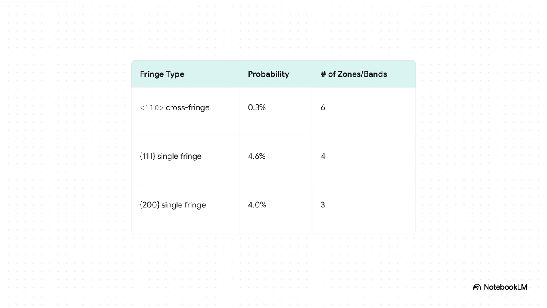And this table gives you an idea of what that looks like. Don't worry about the numbers and brackets, they're just labels for different atomic planes. The key takeaway is this. For a typical crystal, you might have about a 4.6% chance of seeing a 111 fringe pattern. But the chance of seeing a 110 cross fringe, that's a tiny 0.3%. So by comparing these predicted odds to what they actually see in a sample, scientists can confirm the structure of the entire population. It's a statistical fingerprint.